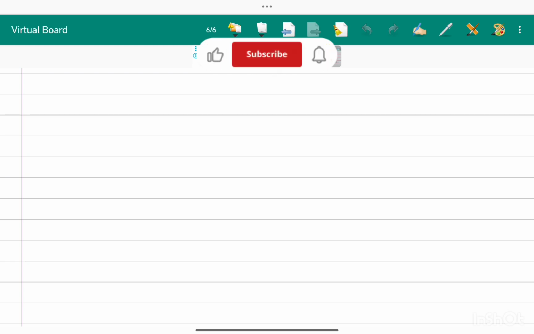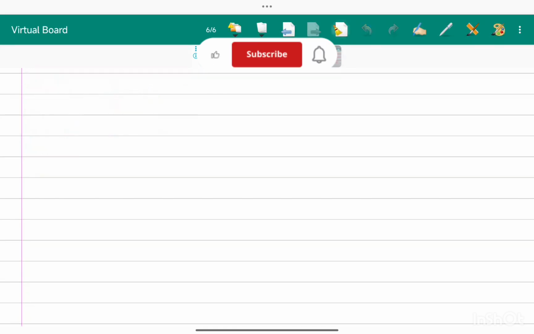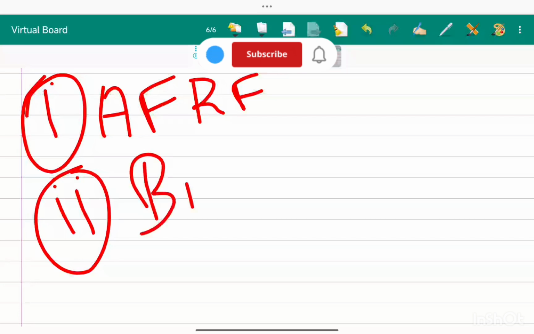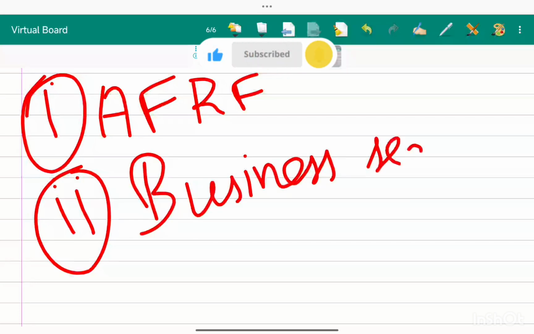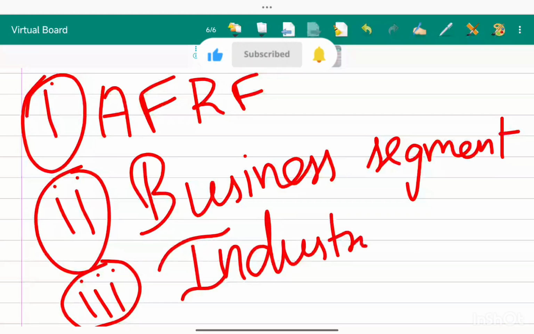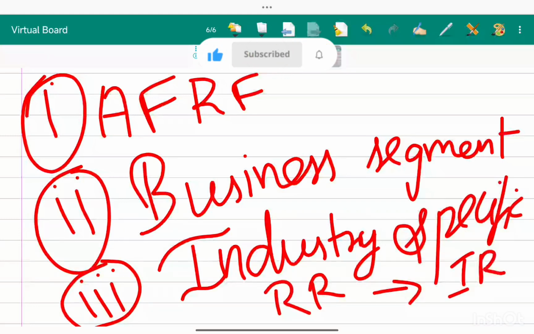Any specific industry are there. So first point is applicable financial reporting framework of the entity. Second point is business segments. Getting to know about the business segments of the entity so that the strategy can be prepared according to that. Third point is industry specific reporting requirements required by industry regulators, so that the report will be produced based on those requirements. That is third point.